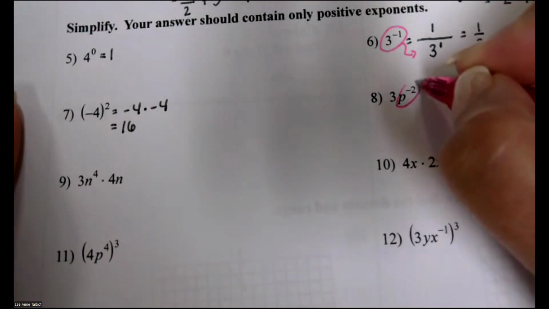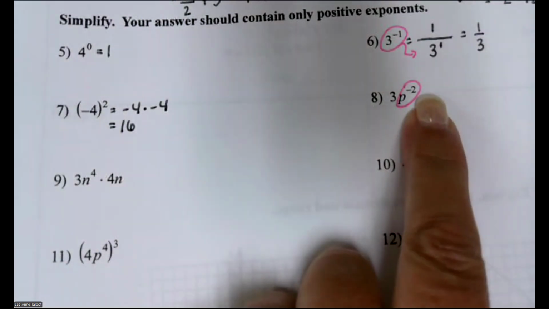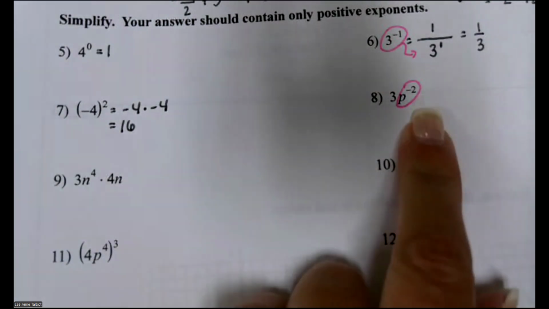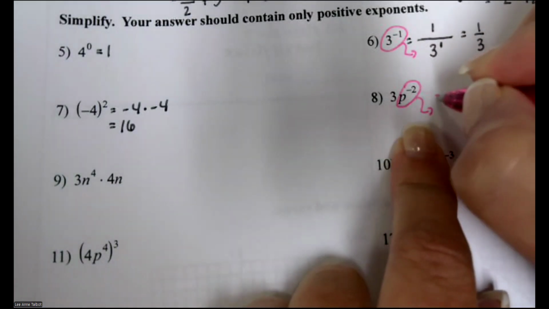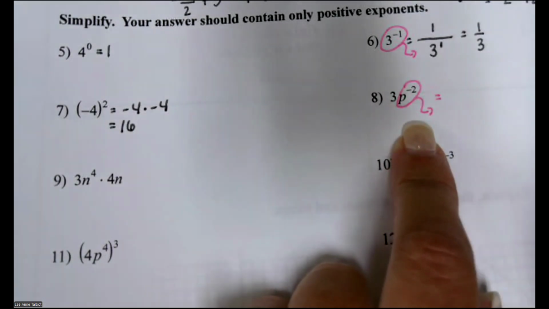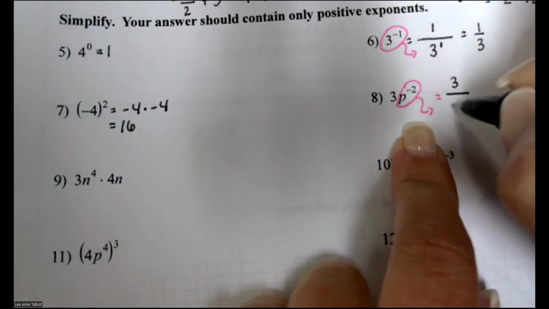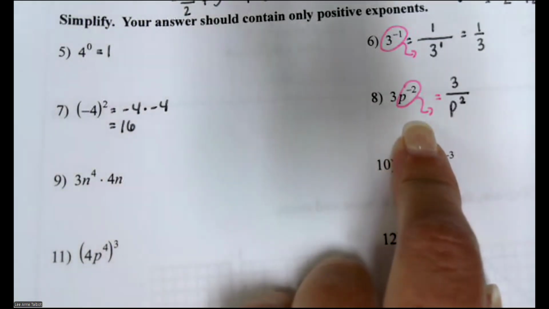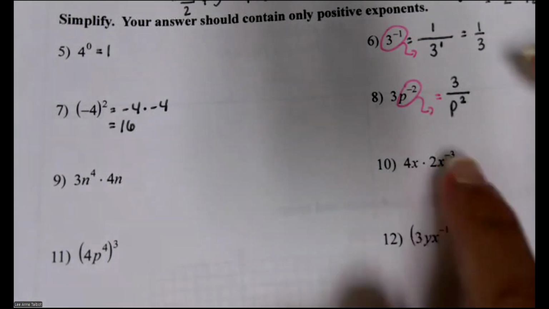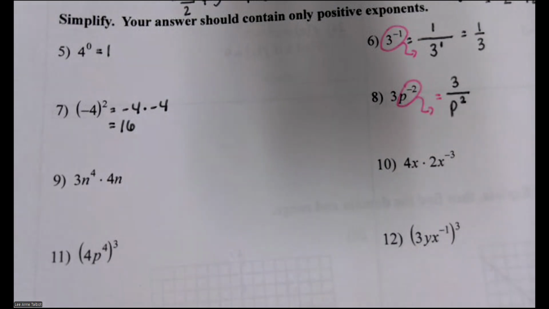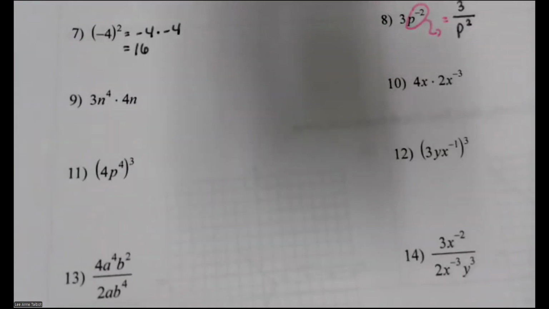Okay. Number 8, there's a negative exponent, but it's only on the p. So that's the only part that's going to go to the denominator. The 3 stays on top, and the p squared goes downstairs. I'm hoping that that's helpful. Clarifying from the other day.